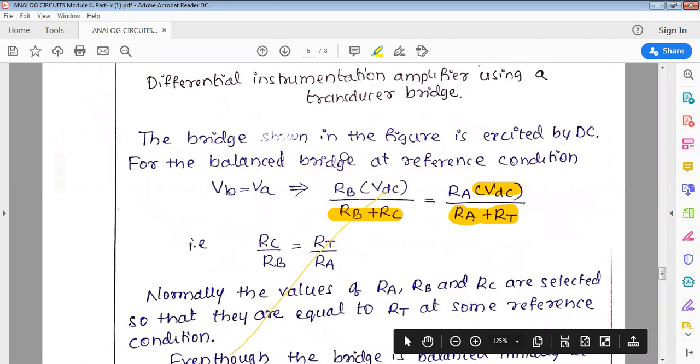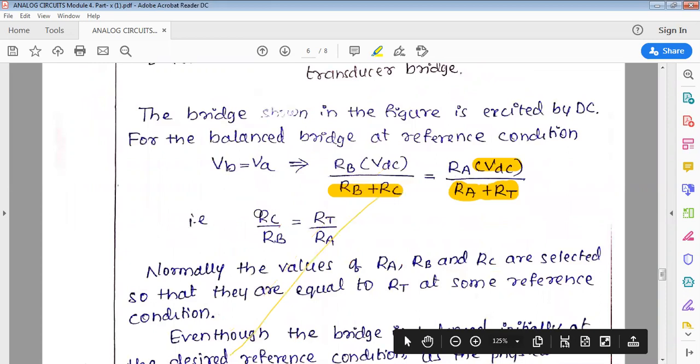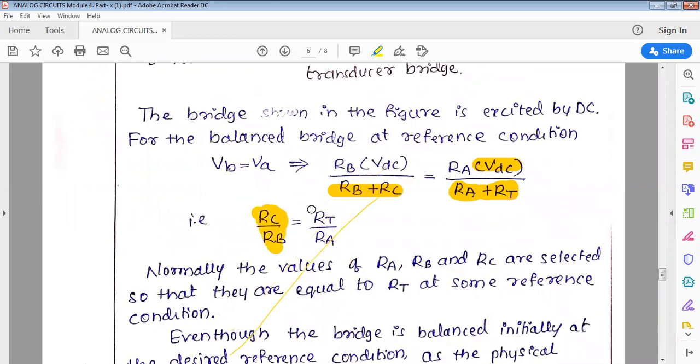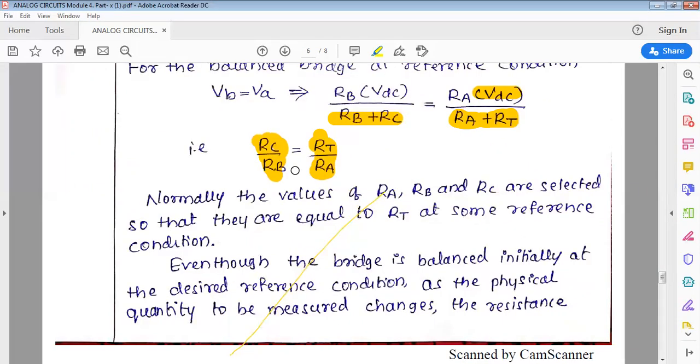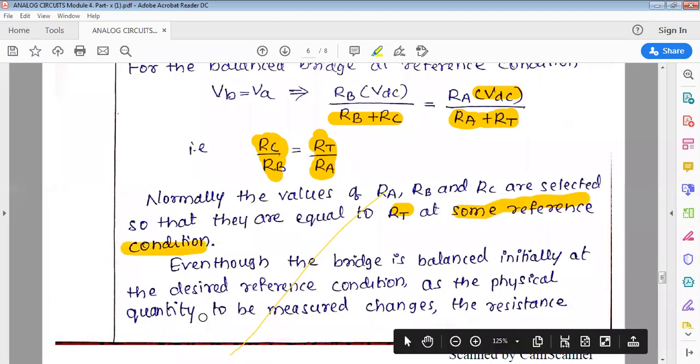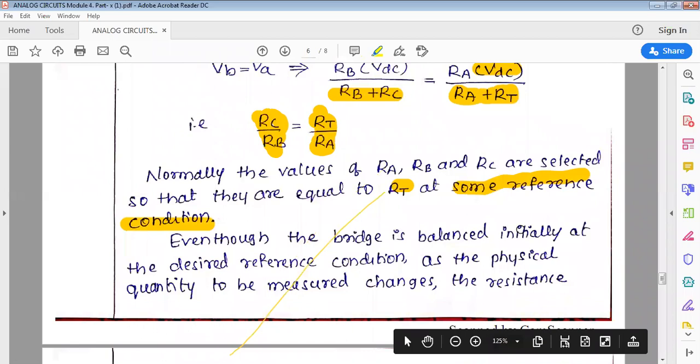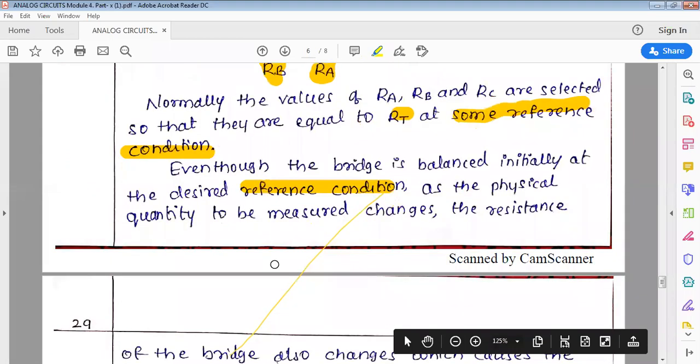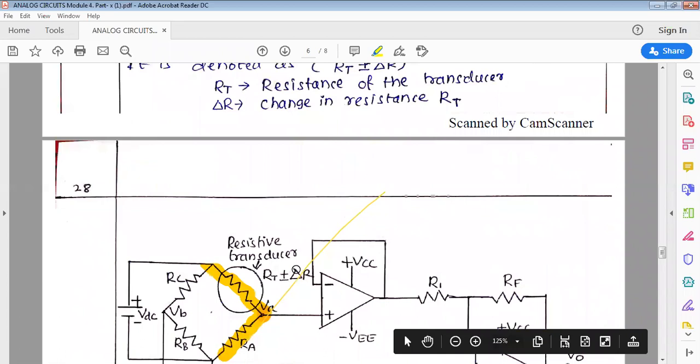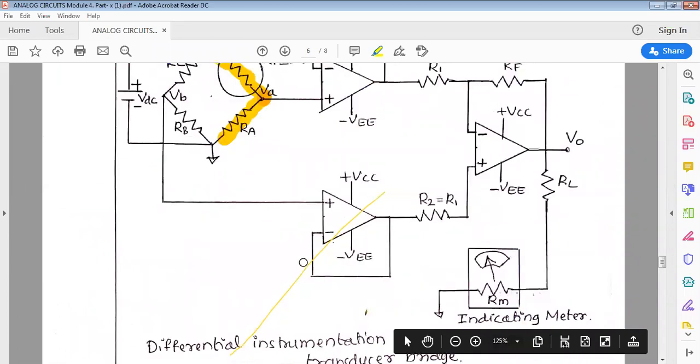Now we can simplify this and we can write RC plus RB equal to RT divided by RA. Now normally the values of RA, RB and RC are selected with respect to RT so that they are balanced at some reference condition. Now, even though the bridge is balanced initially at the desired reference condition, when the physical quantity to be measured changes, the resistance also changes. That is, whenever this delta R changes, it also changes. So, what can we write?